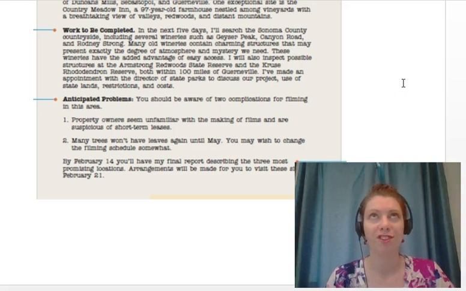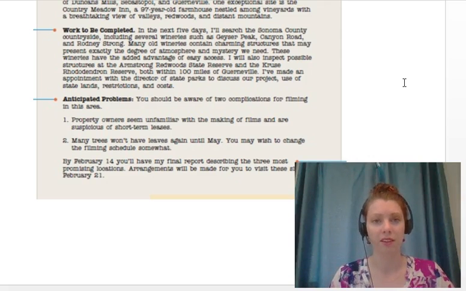So she says, you should be aware of 2 complications for filming in this area. Property owners seem unfamiliar with the making of films and are suspicious of short-term leases. And many trees won't have leaves again until May, so you may wish to change the filming schedule. By February 14th, you'll have my final report describing the 3 most promising locations. Arrangements will be made for you to visit them February 21st.